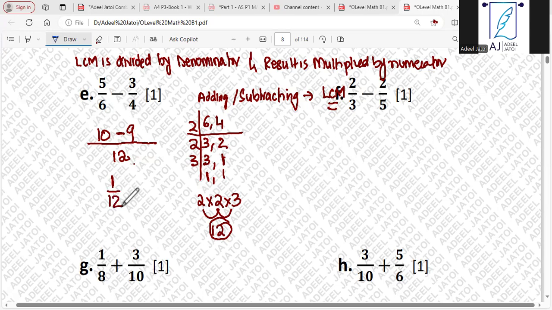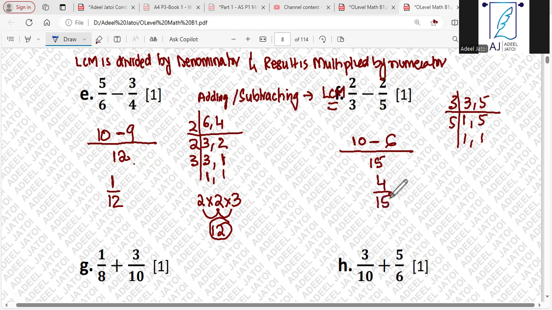Now part F, 3 and 5. Let's write down the LCM. 3 ones are 3, and you're left with 5. So 15 is the LCM. 15 divided by 3 is 5, and 5 twos are 10. 15 divided by 5 is 3, and 3 twos are 6. So that means your answer is 4 upon 15 for part F.